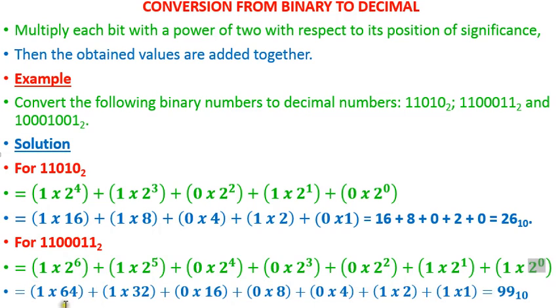Multiply 1 times 64. It will give you 64. 1 times 32. It will give you 32. 0 times 16, 0. 0 times 8, 0. 0 times 4, 0. 1 times 2, 2. Then 1 times 1, 1. So if you add your 64 to 32, it will give you 96. And if you add that 96 to this 2, it will give you 98. And you add it to this one, it will finally give you 99 in base 10.